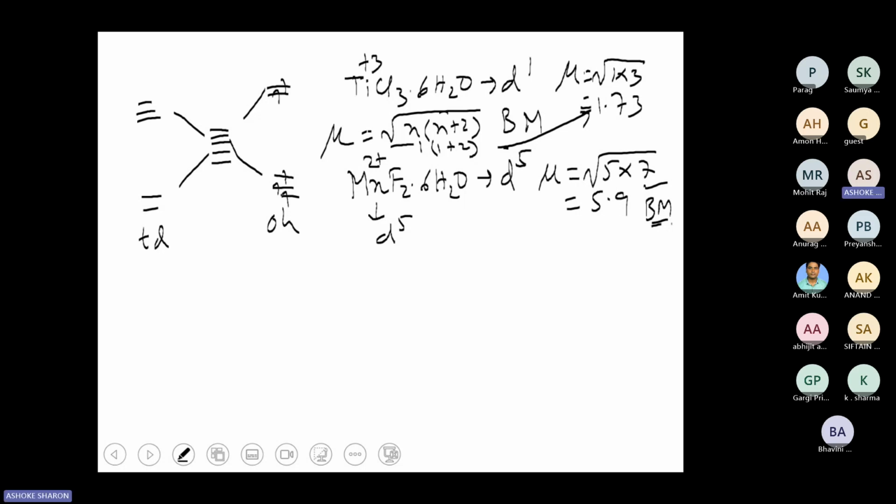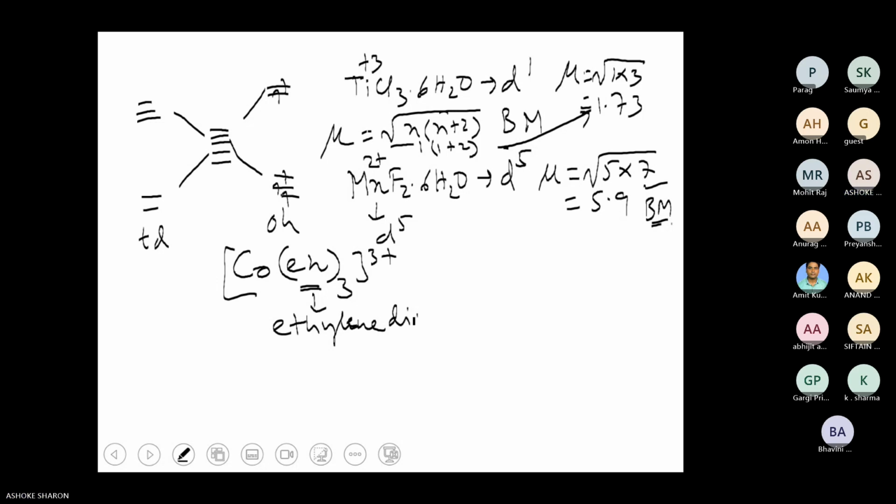Now, let's take some examples. Say for cobalt en3, cobalt en3 3 plus. En is a ligand known as ethylene diamine, abbreviated form is en. Now, ethylene diamine is a strong field ligand. Cobalt's oxidation state is plus 3, so its number of electrons is d6.